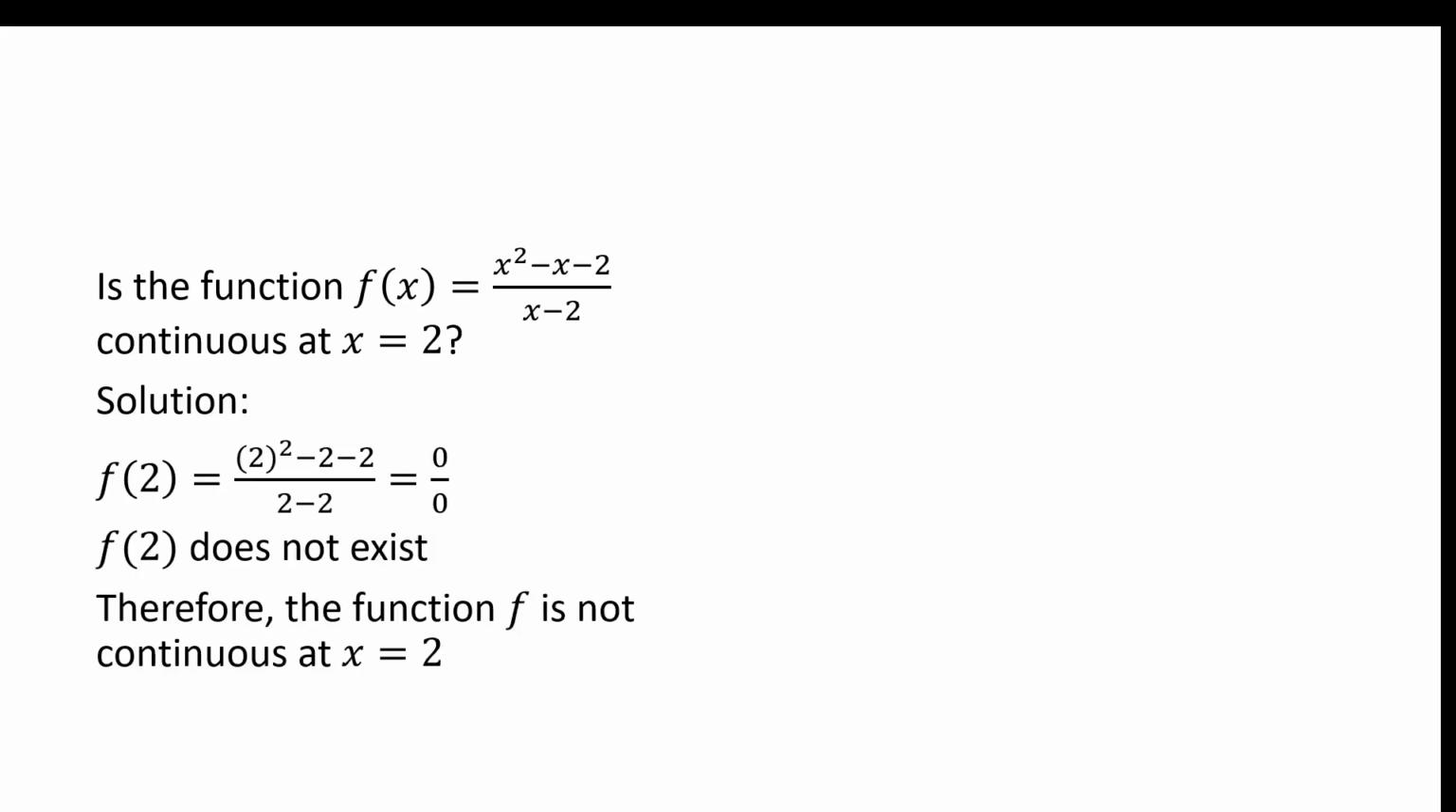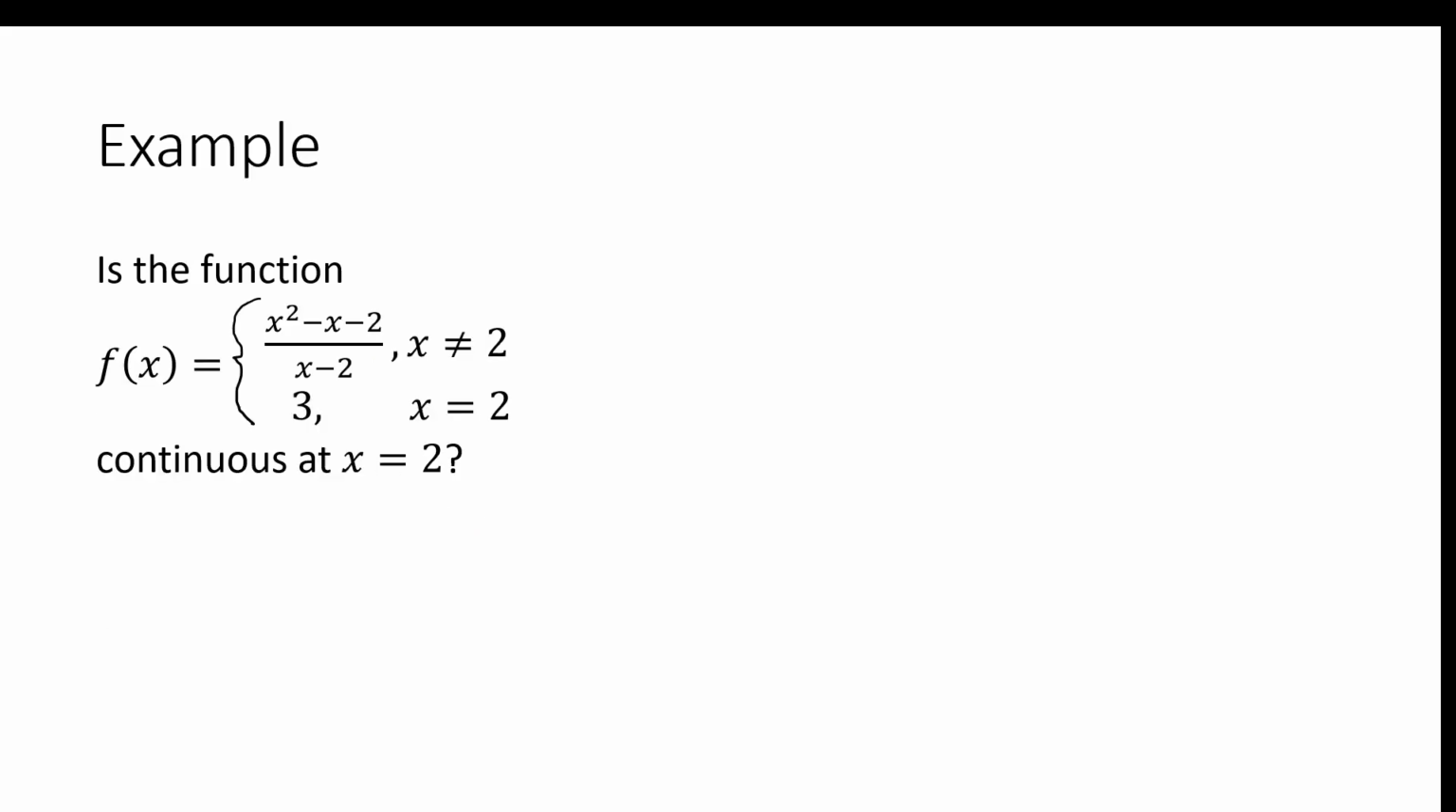Well, f at 2 actually doesn't exist. Now, the limit as x goes to 2 of f of x might very well exist, but f at 2 itself doesn't exist because when you plug a 2 in, we get an indeterminate form. We get 0 over 0. It's undefined. So f of 2 doesn't exist, so the function can't possibly be continuous at x equals 2.